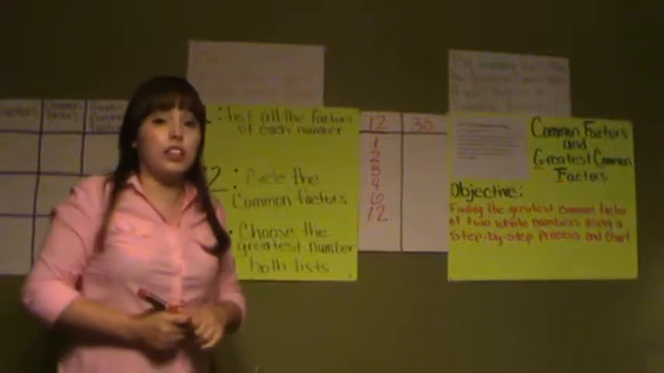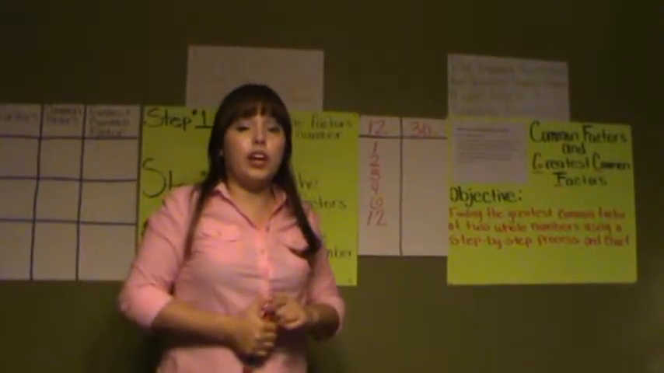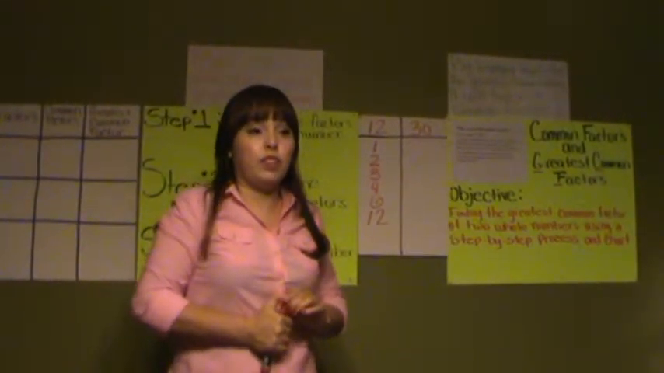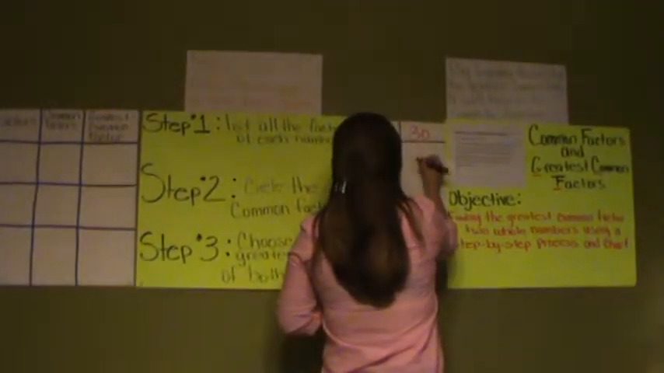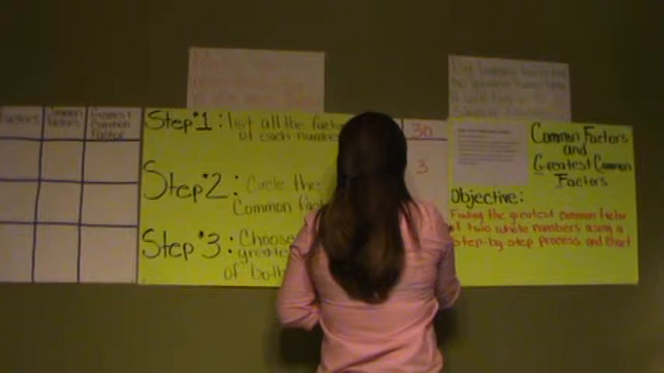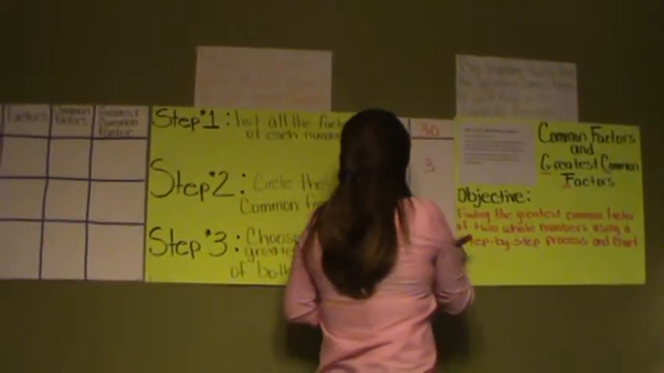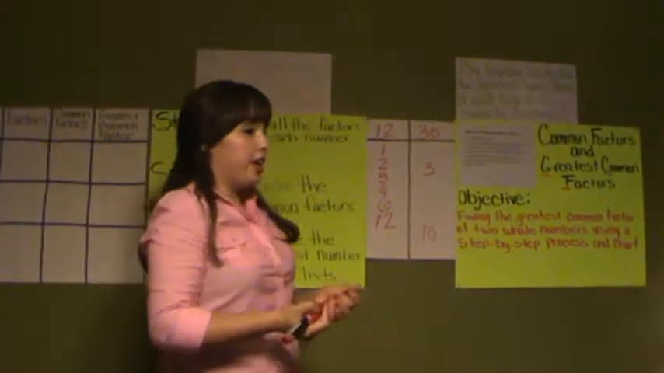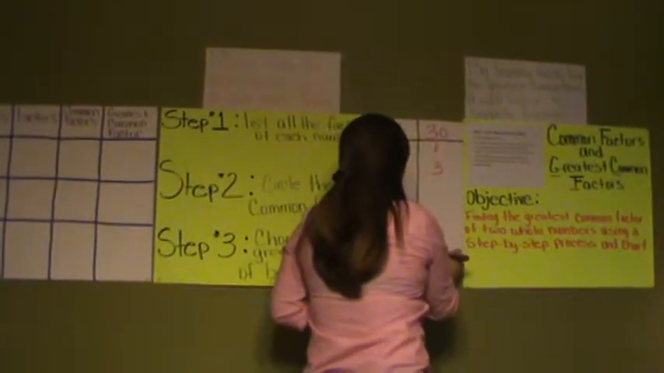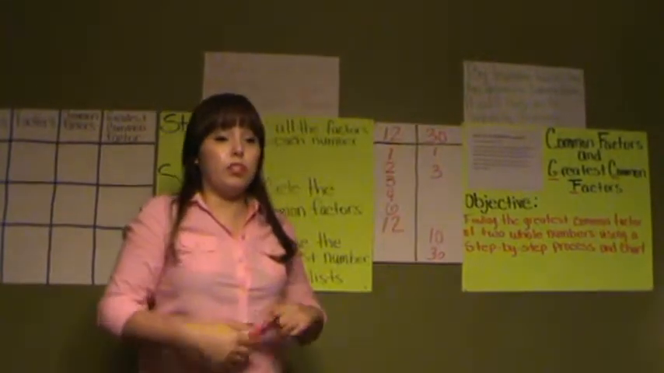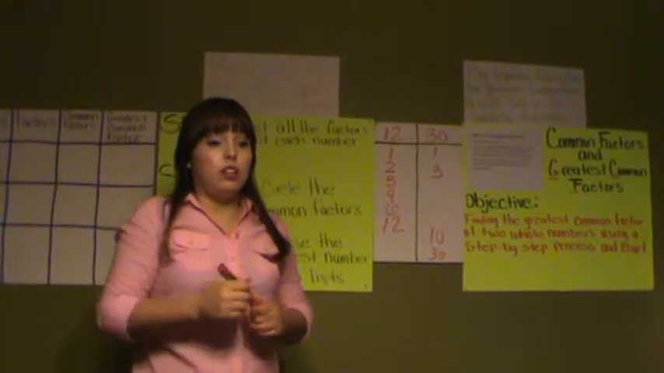We need the factors of 30. Does anybody know any factors of 30? 10 times 3. So we have the 3, and we're going to put the 10 at the bottom. So we also have 1 and 30, right? When you multiply 1 times 30, it gives you 30. What are some other multiples of 30? 5.